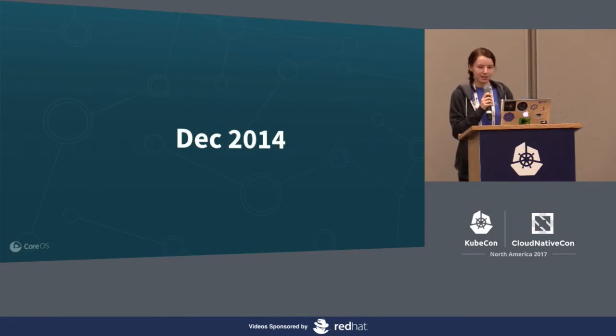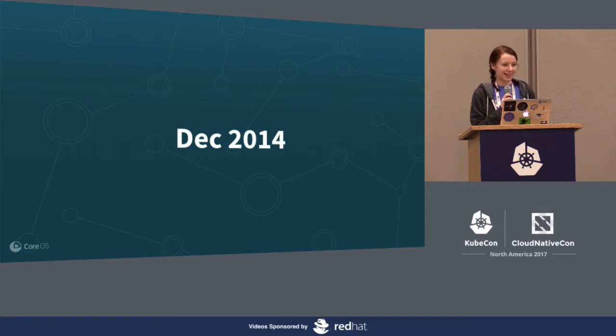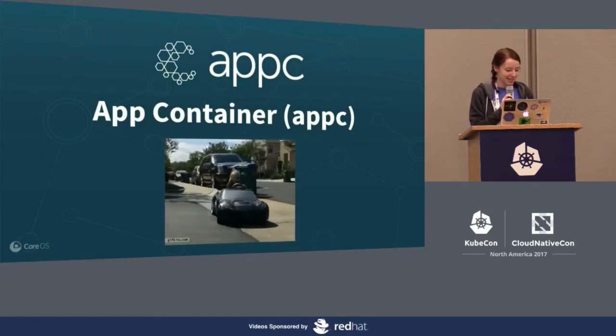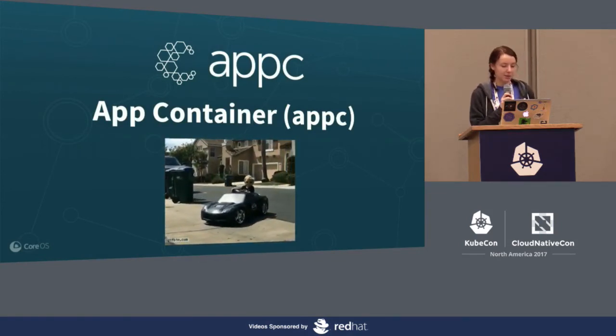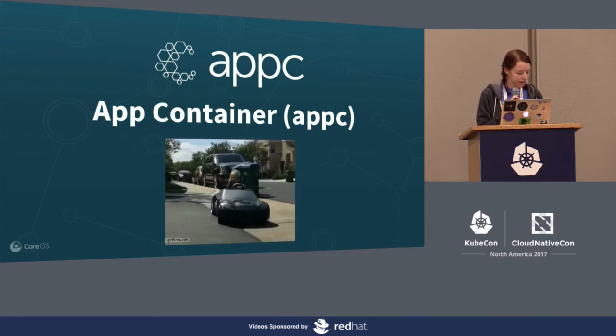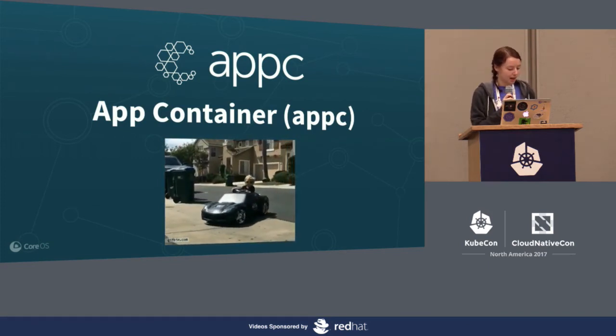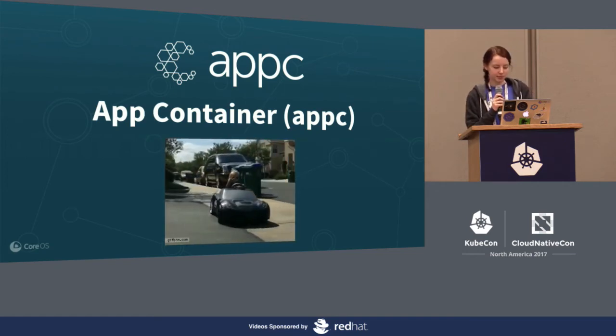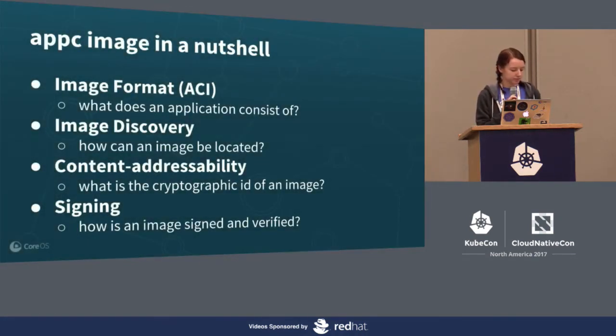So we're going to fast forward a little bit to December 2014, exactly 3 years ago. CoreOS at this time announced a new project, a container standard. And that container standard was called appc. The motivation behind this project was a combination of the use cases that we just talked about. The two key areas of appc are the image format and the runtime environment. appc was built to address our concerns with the Docker image format. It had a formal image specification, allowed images to be discoverable, made image integrity verifiable, and had a mechanism for signing.